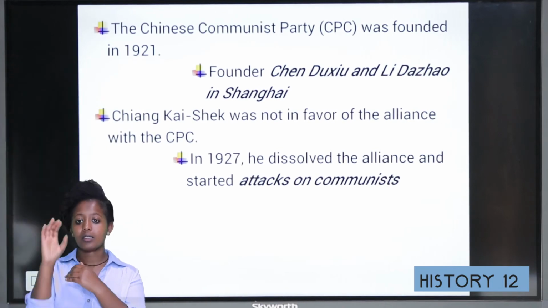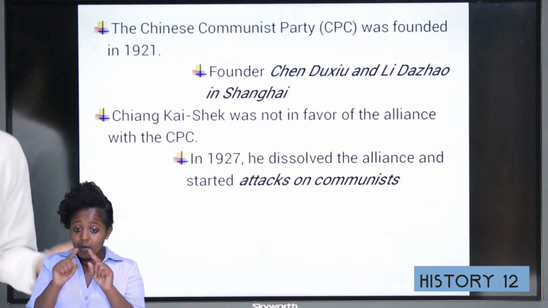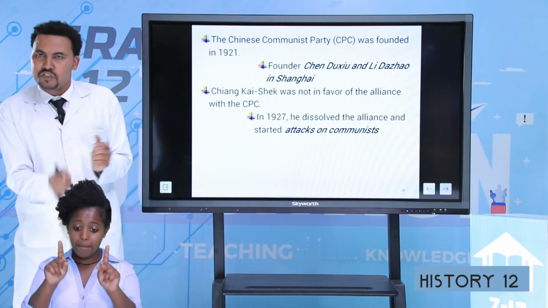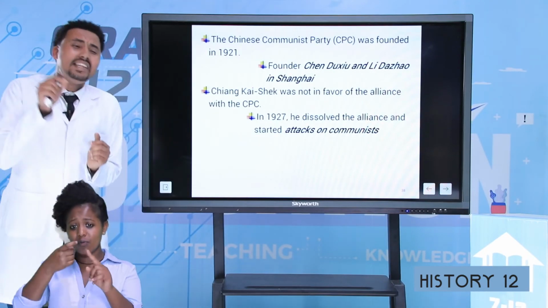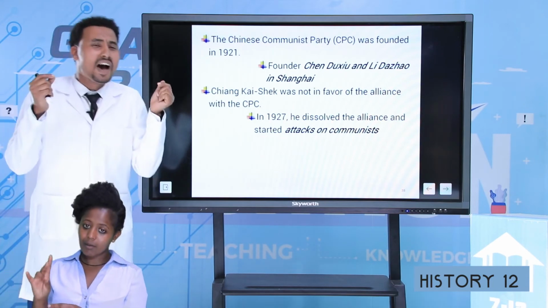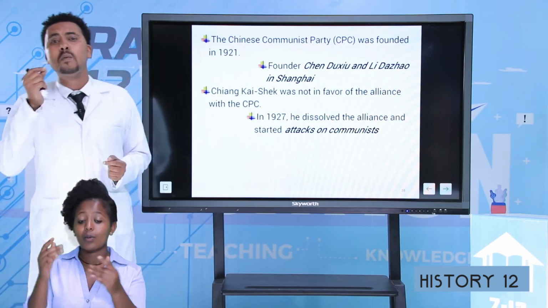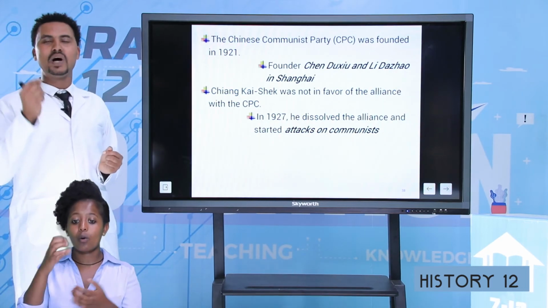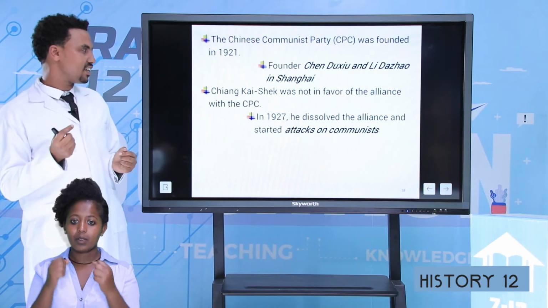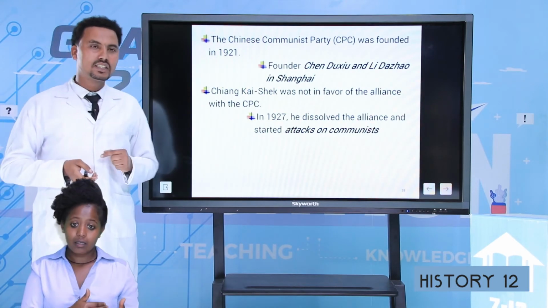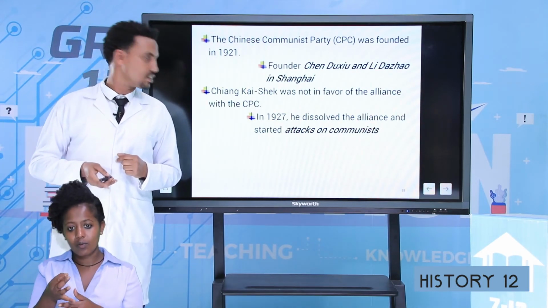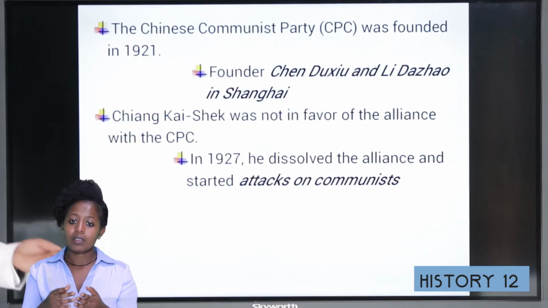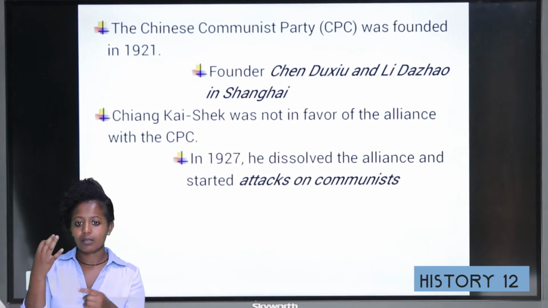Chiang Kai-shek was not in favor of the alliance with the CPC. As a result, starting from 1927, war started between the Kuomintang and the Communists. The Kuomintang was led by Chiang Kai-shek. On the other side, the Communists had their own leader. In 1927, Chiang dissolved the alliance and started attacking the Communists.